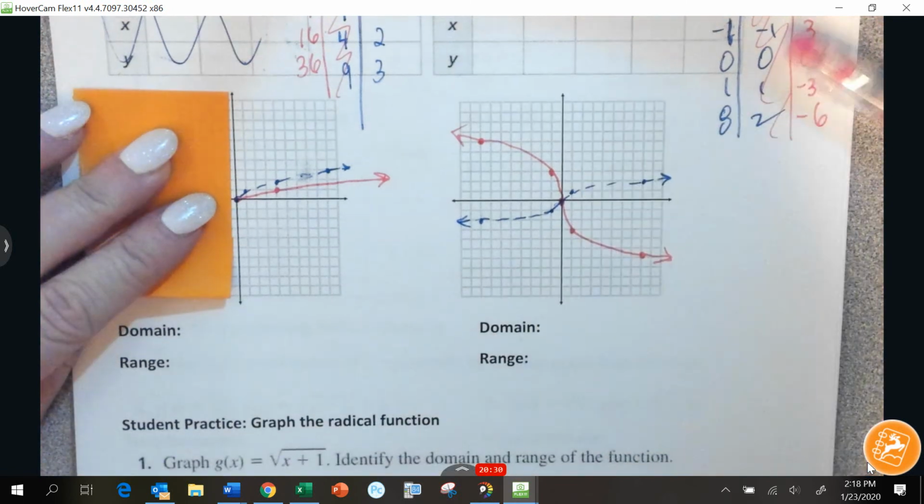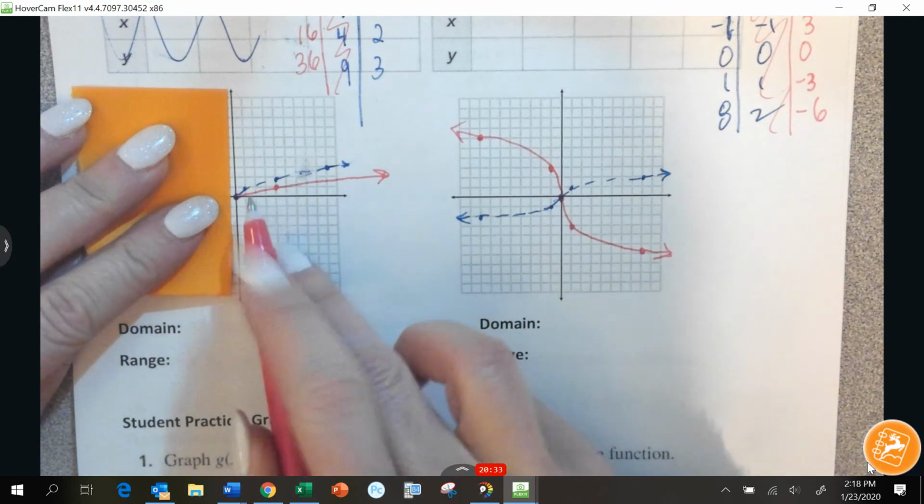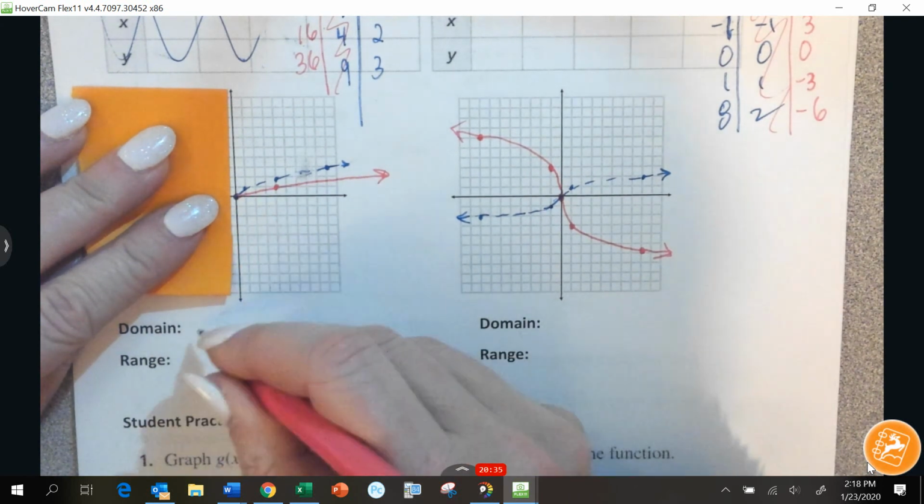0. So we're going to say x is, and then it goes to the right from there. So x is greater than or equal to 0.